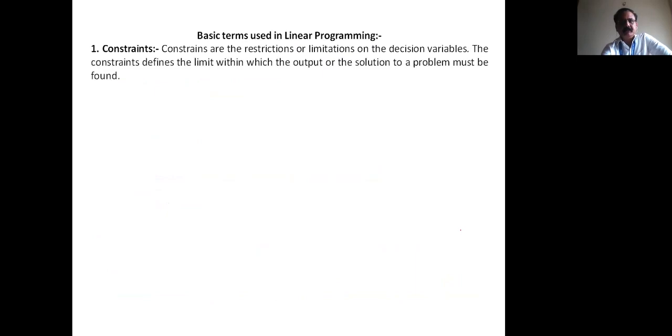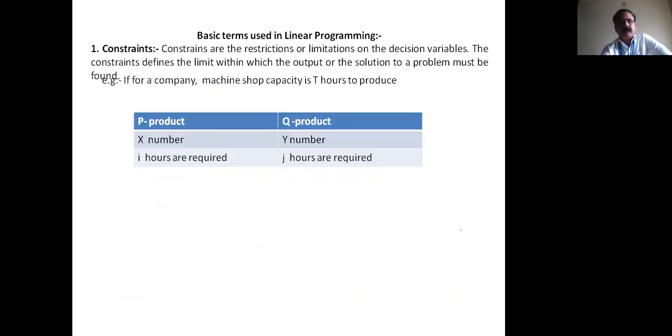The next is the basic terms which are used in linear programming. First and very important basic term is the constraint. As we all know, the constraint means the restrictions or the limitations on the decision variable. Simple, it is restrictions or the limitations. What is constraint? Constraint means restrictions or the limitations on the decision variable.